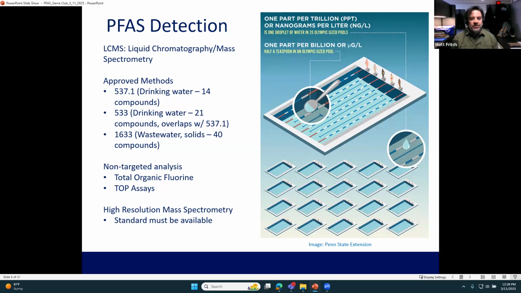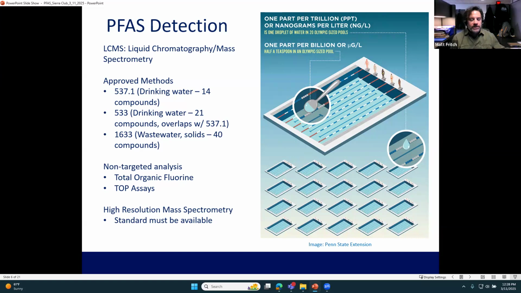And also credit to Penn State Extension for this really nice graphic. A lot of people, it's hard to visualize a part per billion. It is one droplet of water in 20 Olympic-sized pools. So another thing is that we also will be, I'm sorry, part per trillion. I misspoke, not part per billion. And part per trillion is interchangeable with another unit of measure, nanograms per liter. So we may refer to the concentrations in either nanograms per liter or parts per trillion.